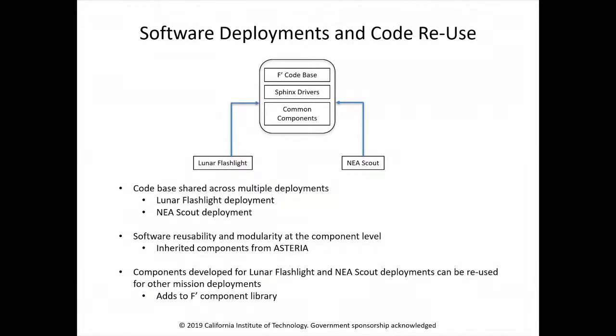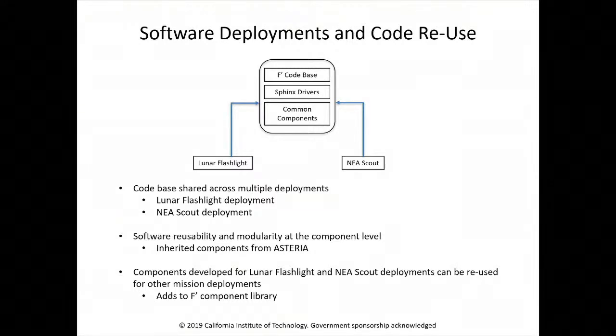We have a Lunar Flashlight deployment and a NeoScout deployment. Also, software reusability and modularity at the component level. So with the framework, we're able to drag and drop, in many instances, components that have been developed for other missions. For example, Asteria, and I want to give a shout out to Kevin Dinkel. He actually worked on Asteria, and we're using a couple of components from the Asteria mission for Lunar Flashlight and NeoScout as well.